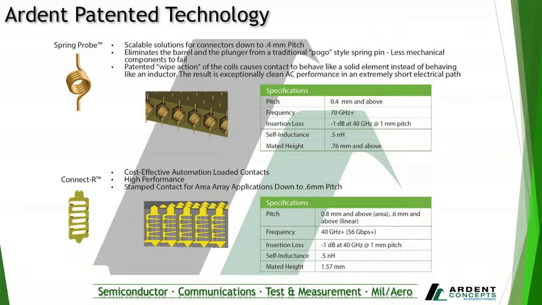Amphenol Ardent populates all of their products with one of two different compliant contact families. And on the slide here, the first contact family you'll see in the top left is known as the RC spring probe. It comes in a variety of form factors and is capable of up to 70 gigahertz performance in certain configurations.